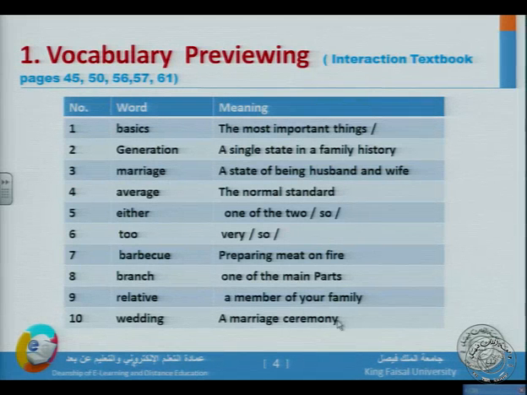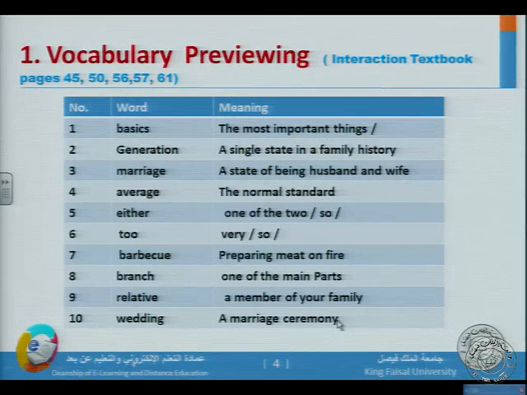First thing, we have basics. The word basics means the most important things. Generation, a single state in a family history. Marriage, a state of being husband and wife. Average, the normal standard. Either or either, you can say it in both ways. One of the two. Or so, meaning very or so.